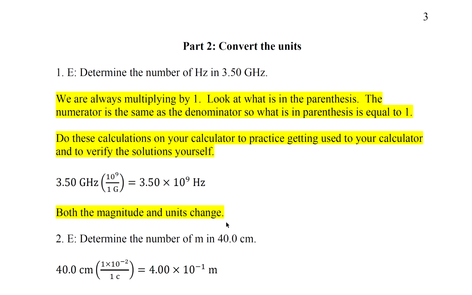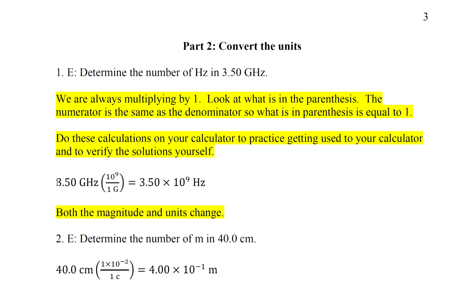So 5 divided by 5 is 1. 8 divided by 8 is 1. X divided by X is 1. 1 divided by 1 is 1. So problem 1, we want to convert hertz to gigahertz. Sorry, we want to convert gigahertz to hertz.